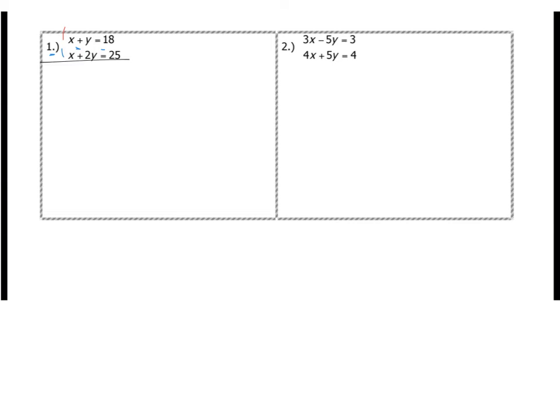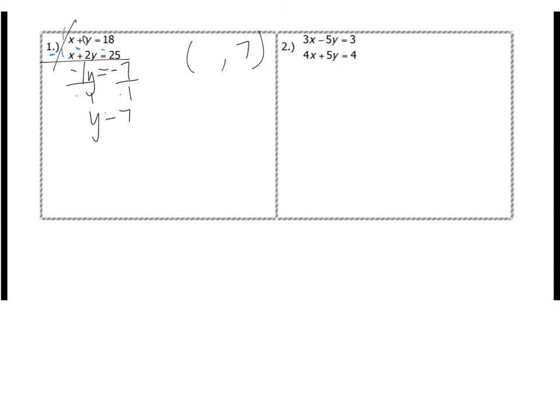else in the equation. So now the x's eliminate, and I have 1y plus negative 2y, which is negative 1y, and 18 plus negative 25, which is negative 7. We divide each side by negative 1, and y equals positive 7.